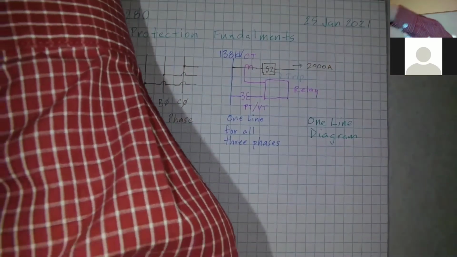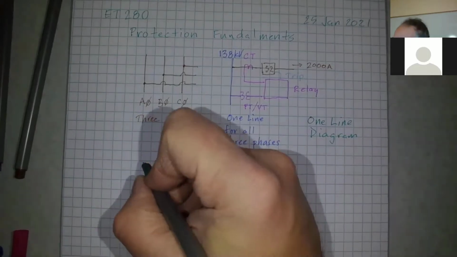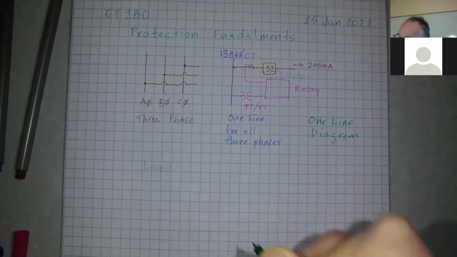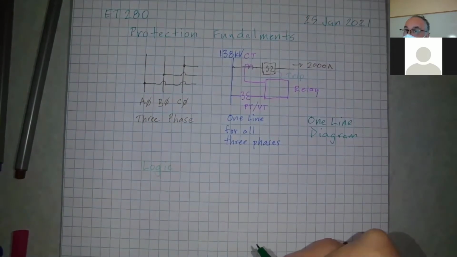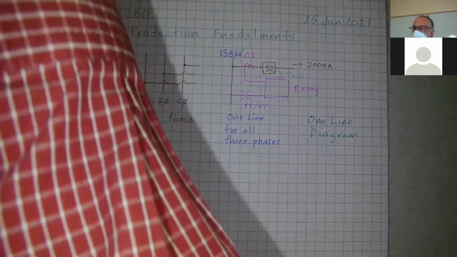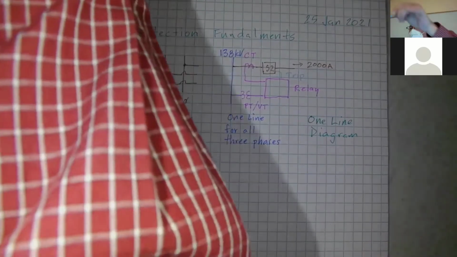We could also have our logic diagram. Can you see this color okay? Oh, okay. I won't use that one. They gave me too many choices here. There we go.